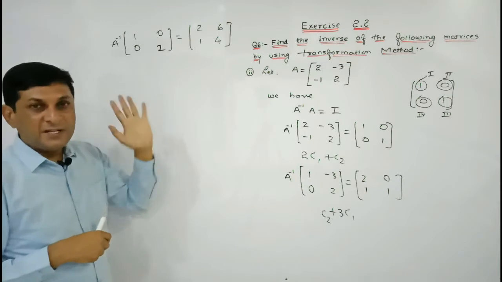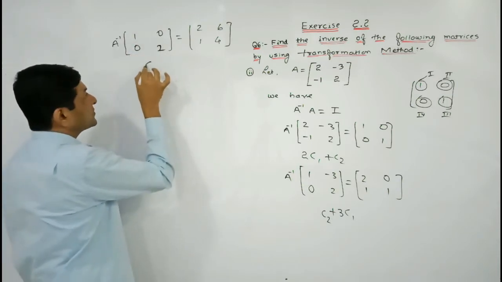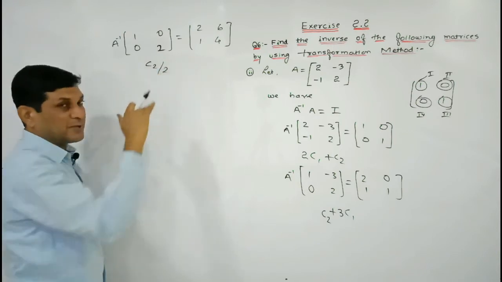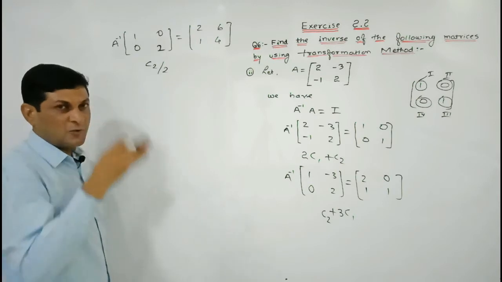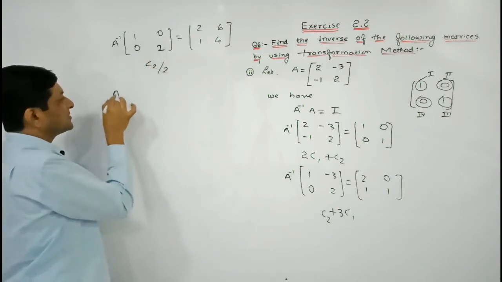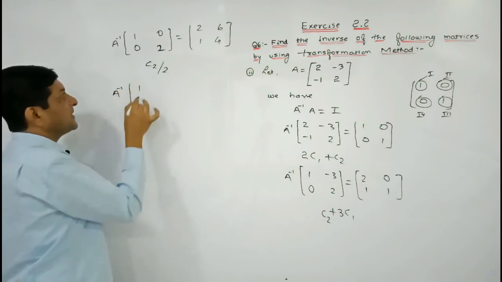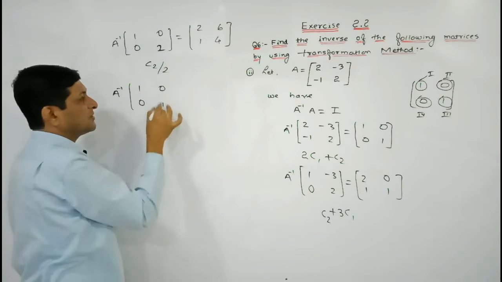To get 1 here, we are dividing the element of second column by 2. So C2 divided by 2. This is our second operation of elementary transformation, multiplying or dividing the element of a column by a non-zero real number. So we are dividing C2 by 2. So let us see what we'll get here. Keep the element of C1 as it is. We are dividing by 2. So here we'll get 0, here we'll get 1.